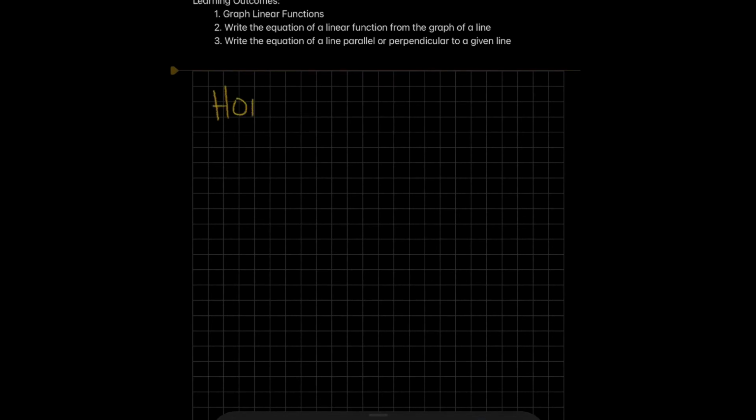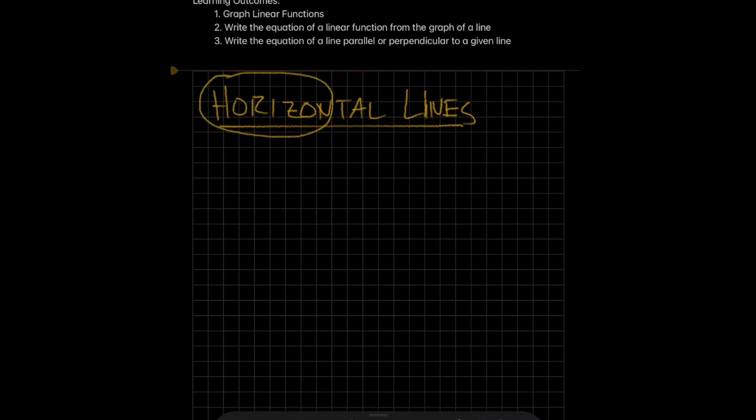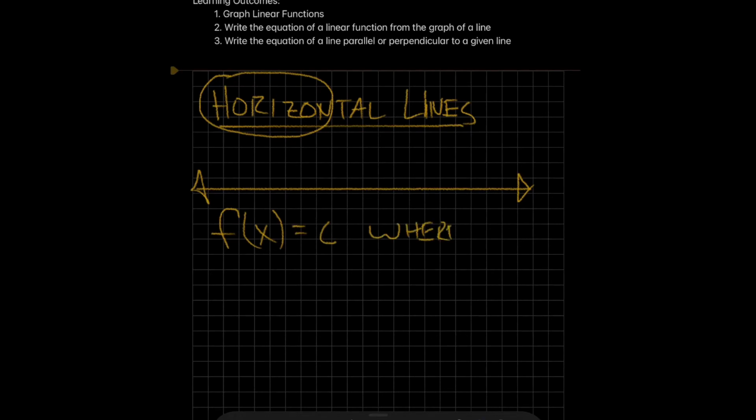So let's start with horizontal lines. Horizontal lines are lines that are like the horizon. So that means that they go straight across the page like this. This would be the example of a horizontal line. Horizontal lines have the equation f of x is equal to c, where c is any real number.